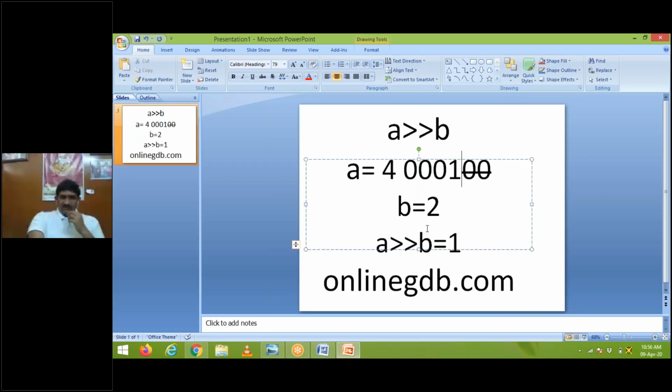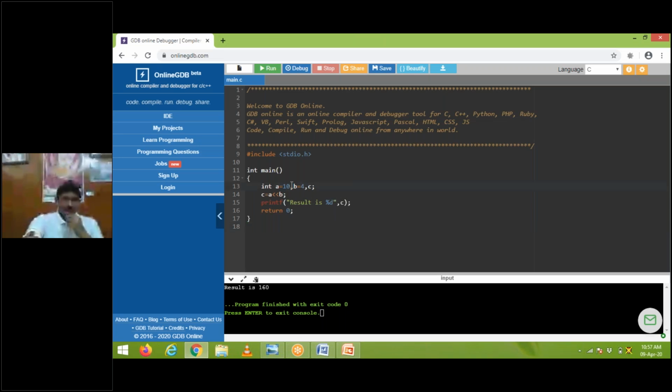Okay, this is the example of 4 right shift 2. 4 right shift 2. Okay, 4 right shift 2. We'll run the program.